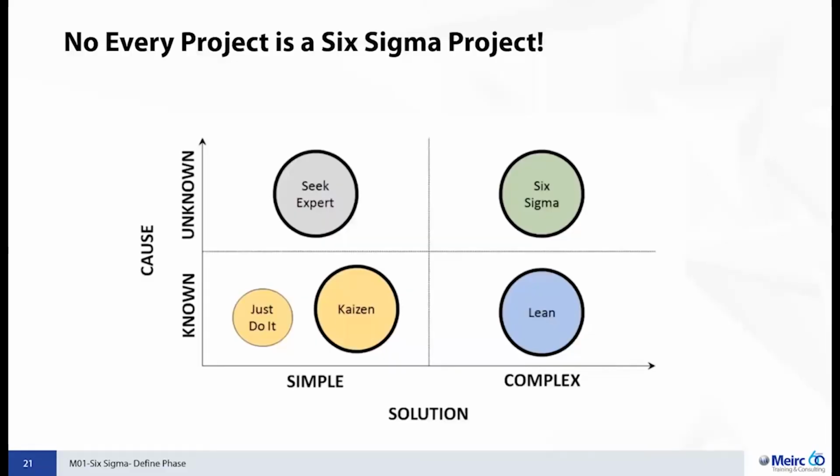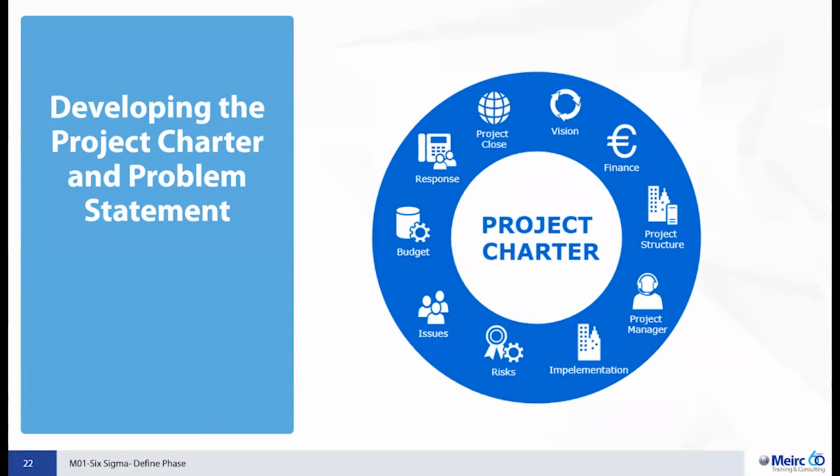So again, if you want to put Six Sigma in that quadrant where solution is complex, causes are unknown, this is where you can position Six Sigma in this area. So, making sure that we select the right methodology for the right problem is another thing that needs to be verified at the beginning of any project in Six Sigma. And we don't want to go into a project where Six Sigma is not maybe the correct methodology. So as we said, we are focusing on that specific element of the project charter.